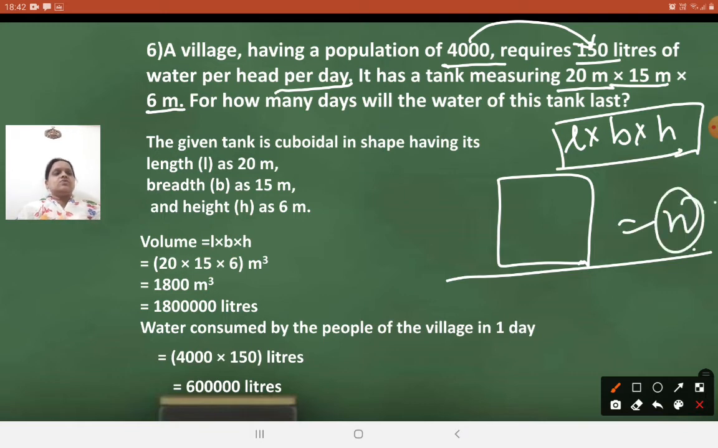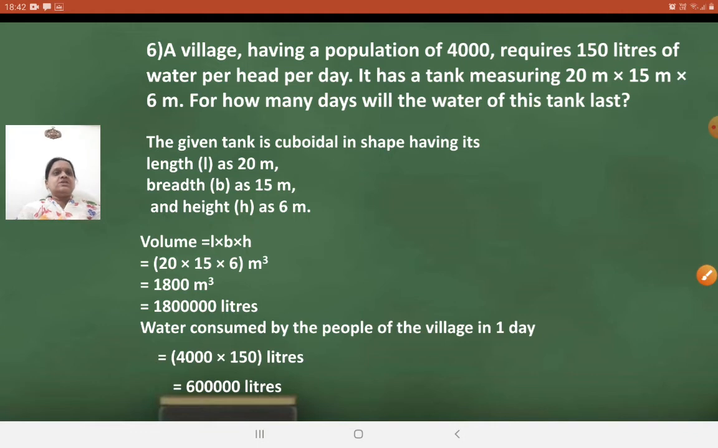Is it correct? So how to solve the sum? First step, find the capacity of the tank by using the volume formula. Then second step, find the water consumed by the people of that village per day, by the full population, that is the population of 4000. So we will multiply 4000 into 150. Then the number of days will be what? The whole capacity of that tank, that is volume, upon the water consumed by people per day. If you divide it, you will get the number of days.